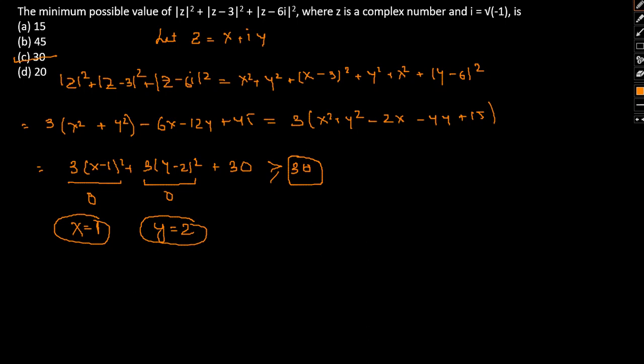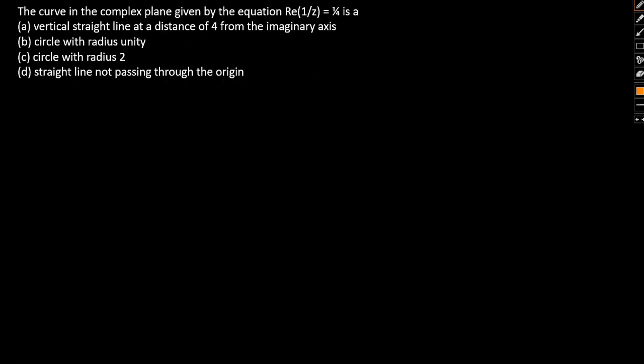So I hope this is clear how we arrived at this conclusion regarding the option in general. So now let's move to the second question. The curve in the complex plane given by the equation real part of 1 by z equal to 1 by 4 is, so what this particular equation represents. So let's take a look.